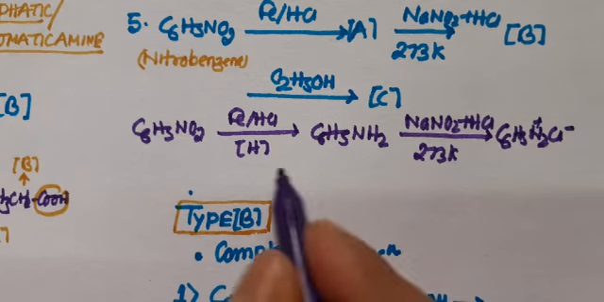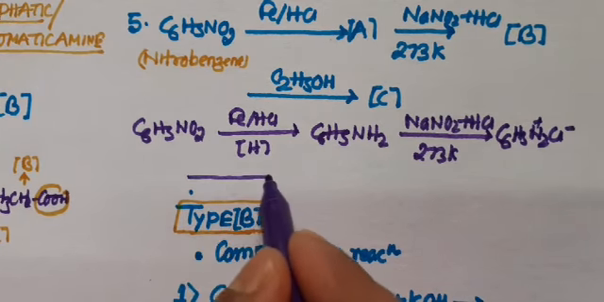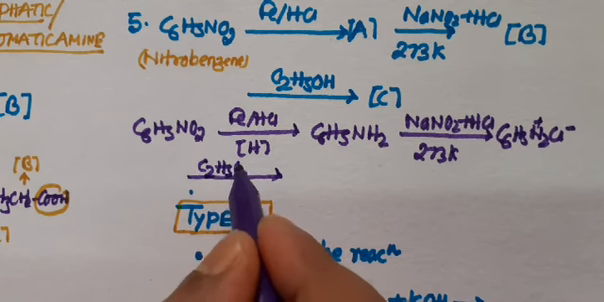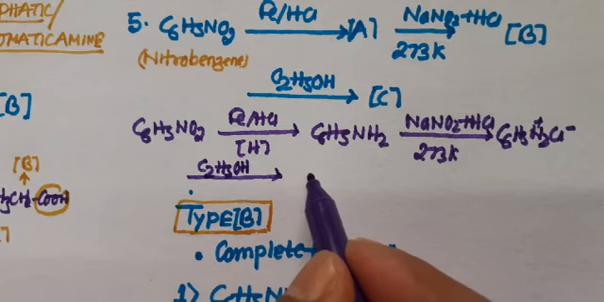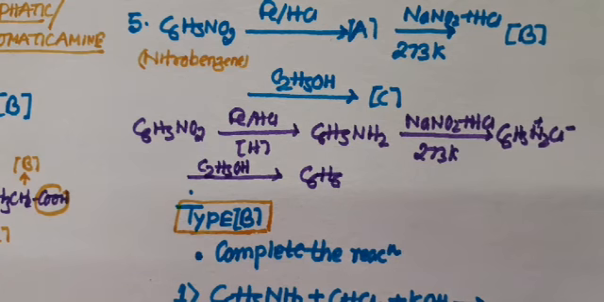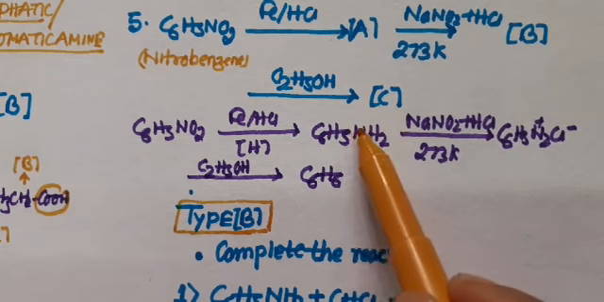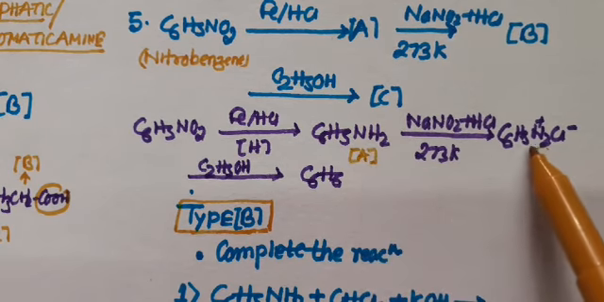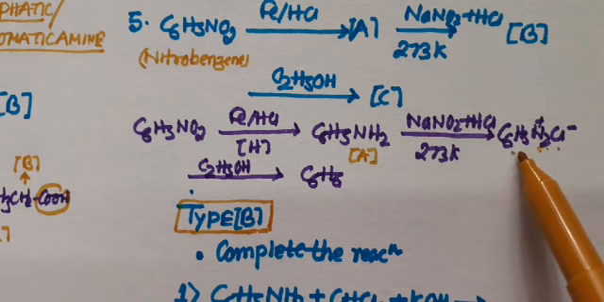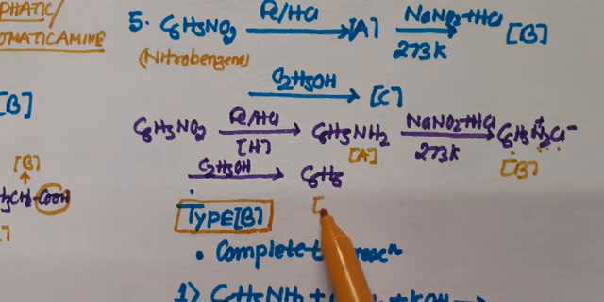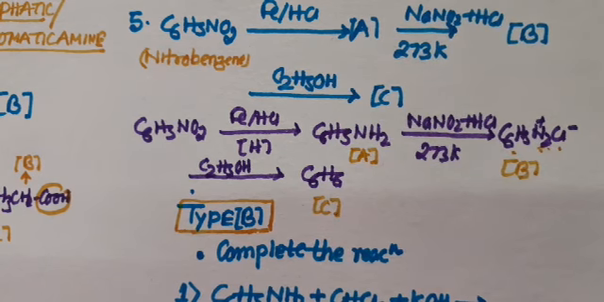and this benzene diazonium chloride reacts with C2H5OH, forming C6H6. So we can identify A, B, and C. C6H5NH2, that is aniline, is considered as A. Benzene diazonium chloride is considered as B, and benzene itself is considered as C.